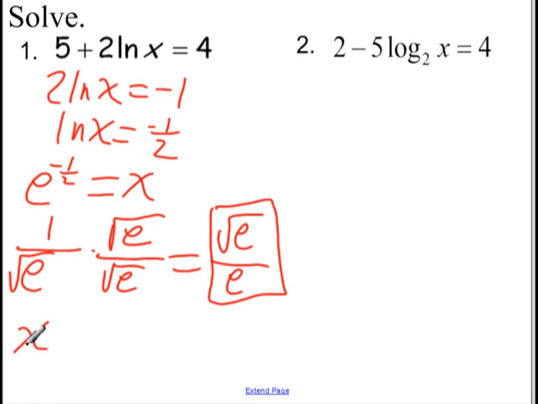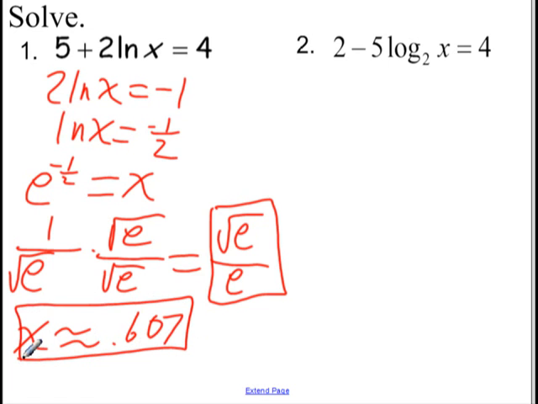But if I just ask you to write it in decimal form and approximate it, put any of those into your calculator, and you should have about 0.607. So that would also be your answer. But that's your strategy for solving an equation like that one. Now let's take a look at number 2.